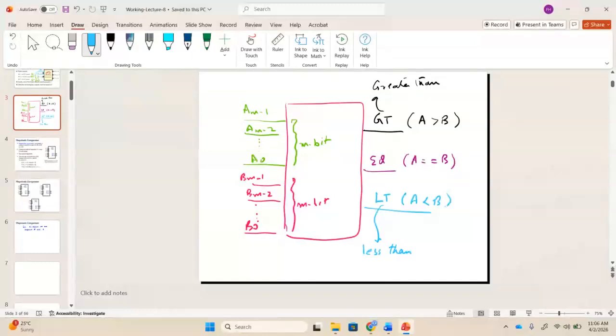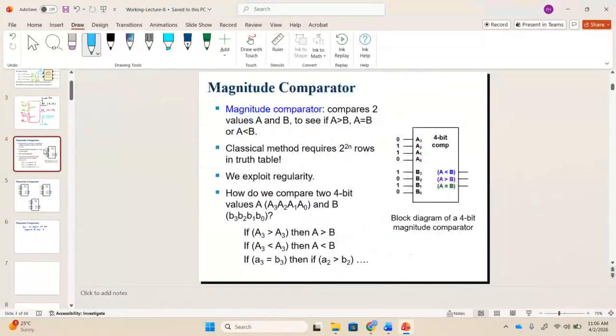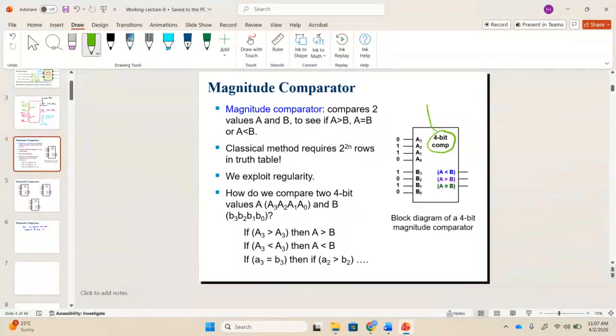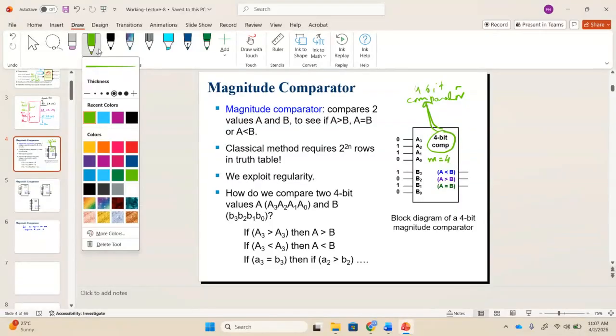Okay. So now this is an example. We're going to take an example. It's a 4-bit comparator now. In this example, we have a 4-bit comparator. Now what is a 4-bit comparator? M is 4. When M is 4, in this example, A is 4 bits.